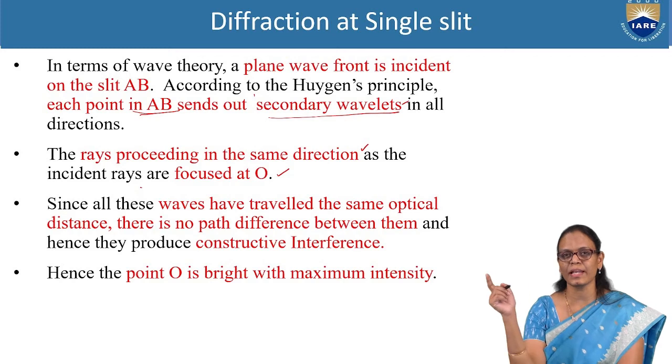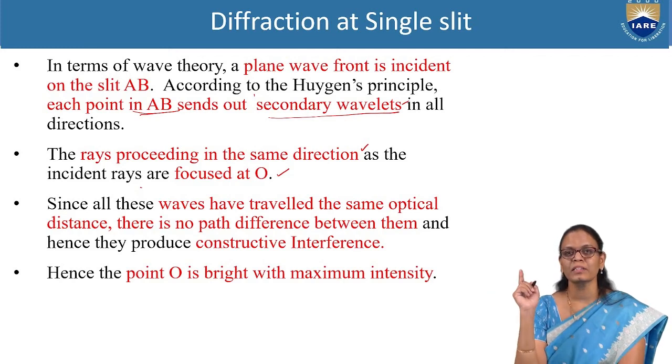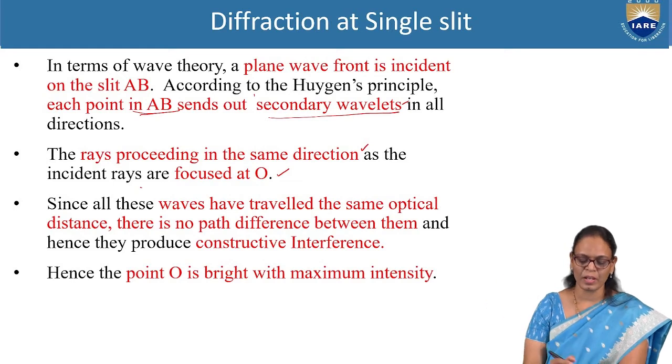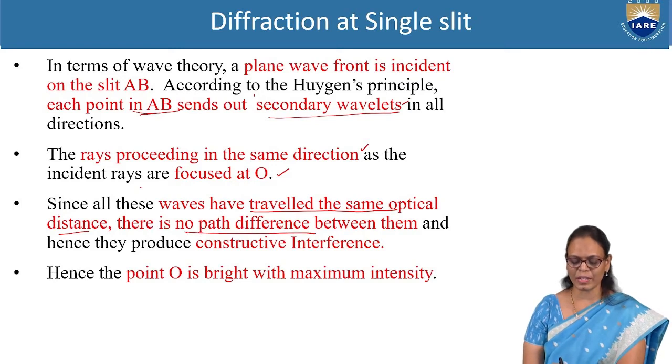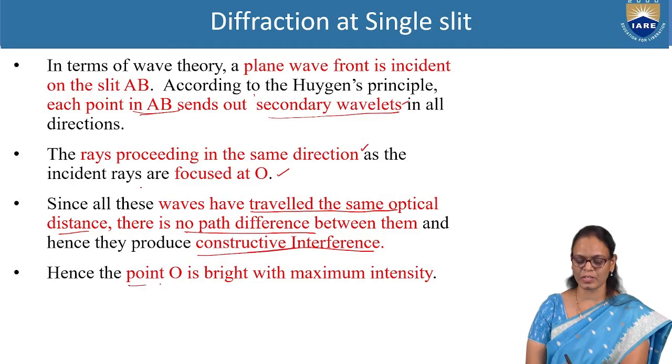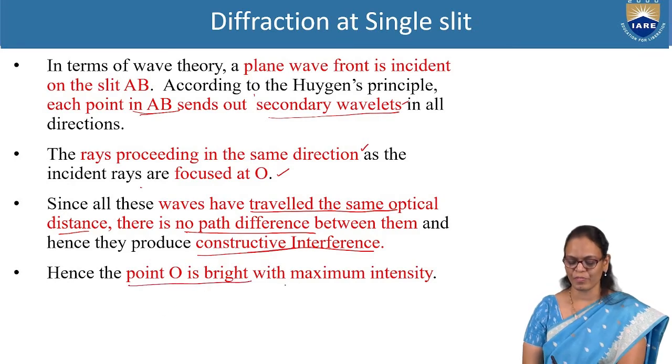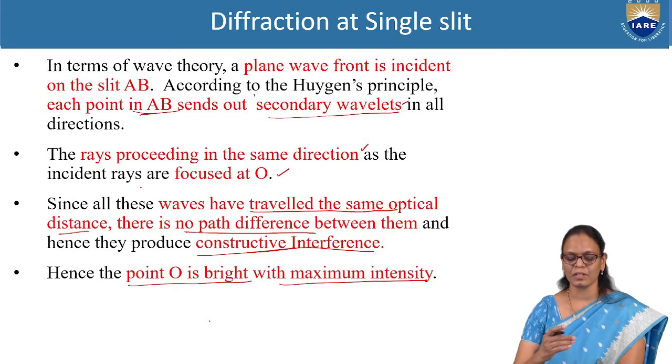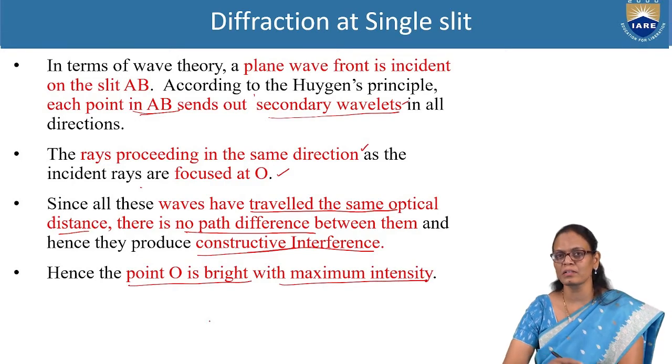If they are traveling in the same direction without bending, they are focused at a point O, that is the center of the screen. Since they have traveled the same optical distance, there is no path difference. When there is no path difference, they will interfere constructively, and whenever there is constructive interference, the point O is bright with maximum intensity. So, this is what we understand in diffraction.